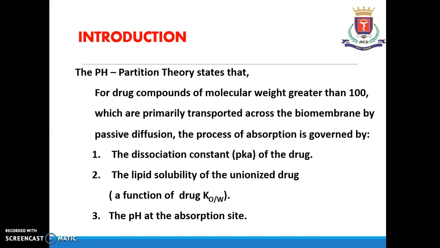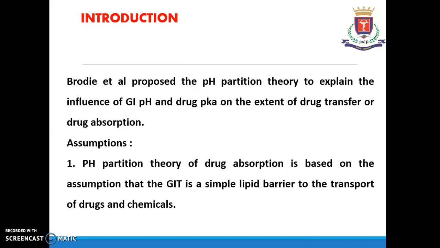What that theory states: for drug compounds with molecular weight greater than 100, which are primarily transported across the biomembrane by passive diffusion mechanism, the process of absorption is governed by 3 properties: the dissociation constant pKa of a drug, the lipid solubility of the unionized form of a drug, that is the fraction of drug Ko by W, and the pH of the absorption site. Brodie and co-workers proposed this pH partition theory to explain the influence of GI pH and ionization properties of a drug on the extent of drug transport or drug absorption.